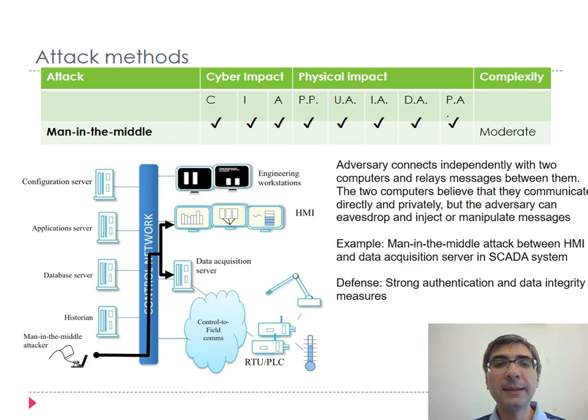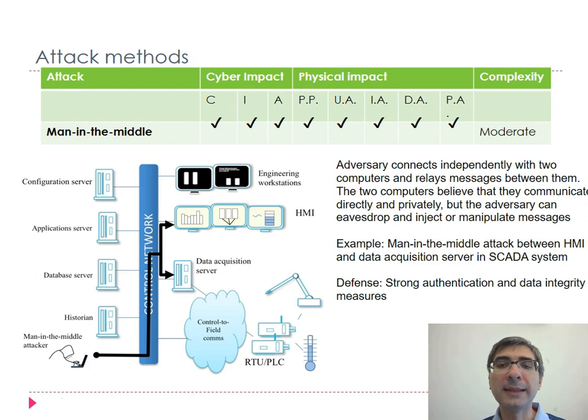The man-in-the-middle attack is where the attacker connects independently with two computers, with two targets, let's say, and relays messages between them. So the point is that the two computers believe that they communicate directly and privately with each other, but they don't really. There is the attacker in between them who eavesdrops on the messages and can also inject or manipulate them. So effectively, there is no direct connection between them. They think they talk to each other, but they talk through the man in the middle.